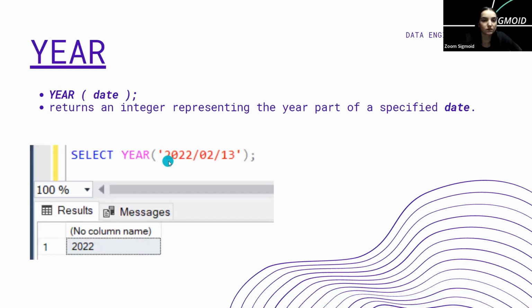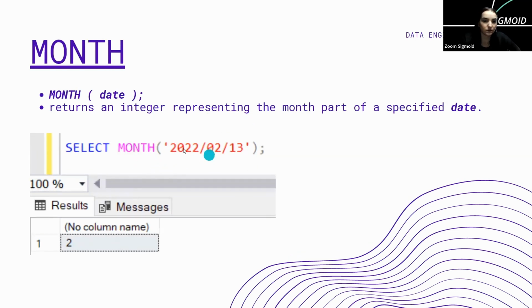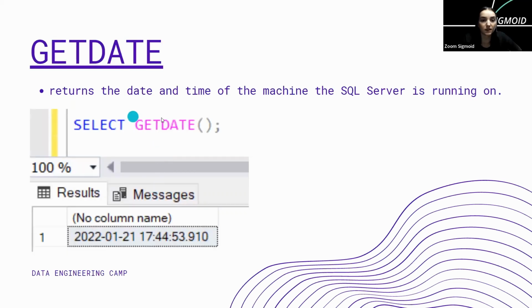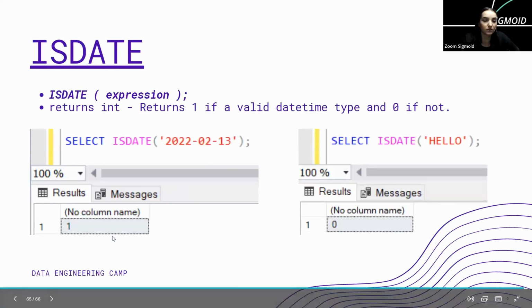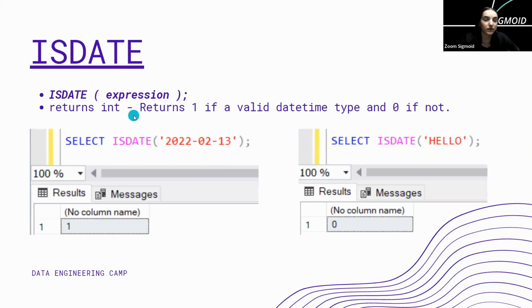Year, the same as the date, we can get an integer representation of this date, and the month. The month, pretty intuitive. If you want the month of a date, you use this function. GETDATE returns the date and time of the machine the SQL Server is running on. And GETUTCDATE, the same as I mentioned. And the last slide is ISDATE, which returns an int: it returns 1 if it's a valid date time, and in case it's not a valid date time, it returns 0. So this is actually a date in quotation marks, yes, it's a date, but 'hello' is not a date, and it returns 0.